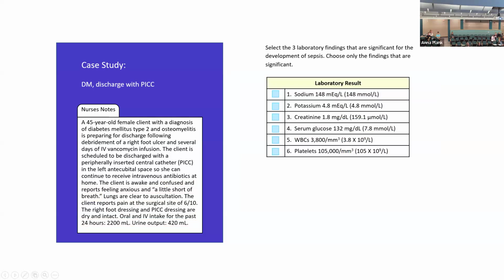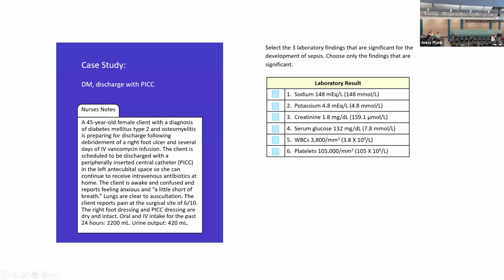Okay, now we're going to look at their labs. Select the 3 that you would associate with sepsis. It even gives you the normal values on the side of that. Does it? No, oh, I thought it did. I was just giving a different value there. Okay, sodium, high or low? What's a normal sodium? Okay, so how elevated is that? Yeah, pretty. Okay. Potassium, what's a normal potassium?